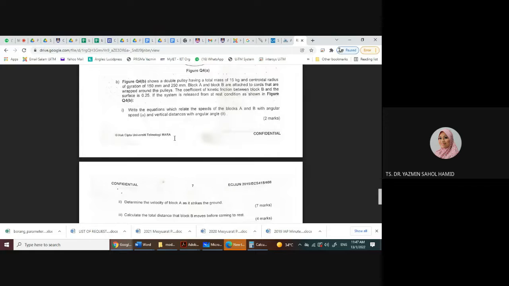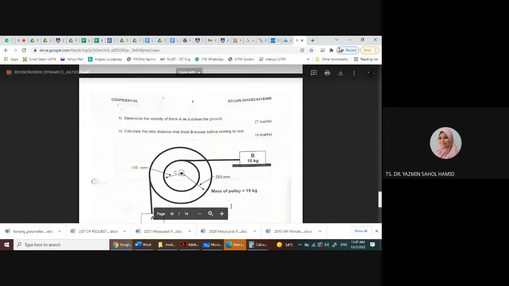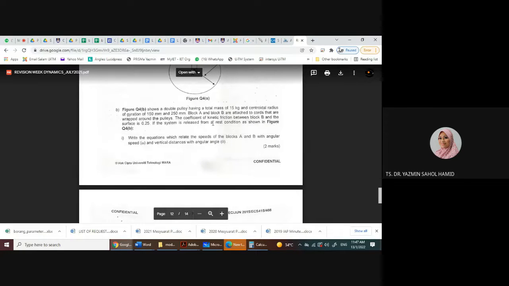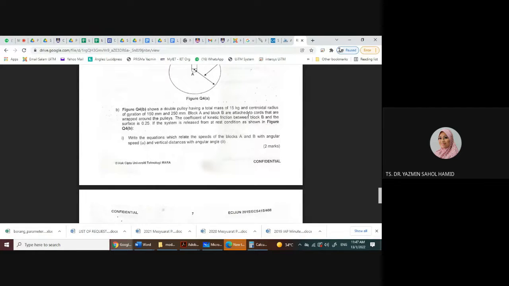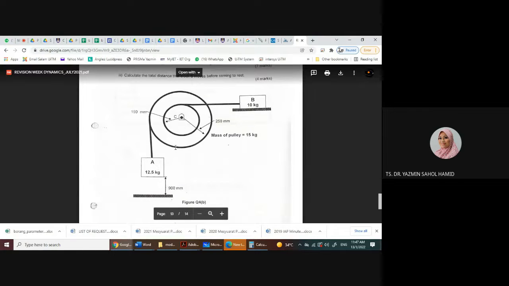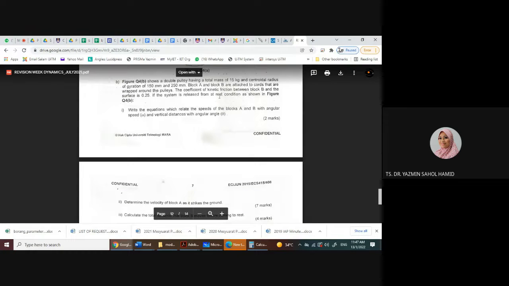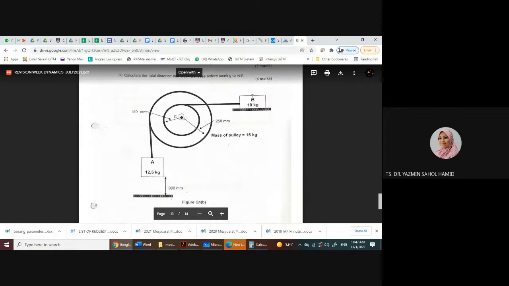So here there is a central radius of gyration of 150 mm and 250 mm. So the outer radius is 250, the inner radius is 150. Block A and block B are attached to cords that are wrapped around the pulley. Both are attached to the cords. The coefficient of kinetic friction between block B and the surface is 0.2. So that means there is friction between block B and the surface.